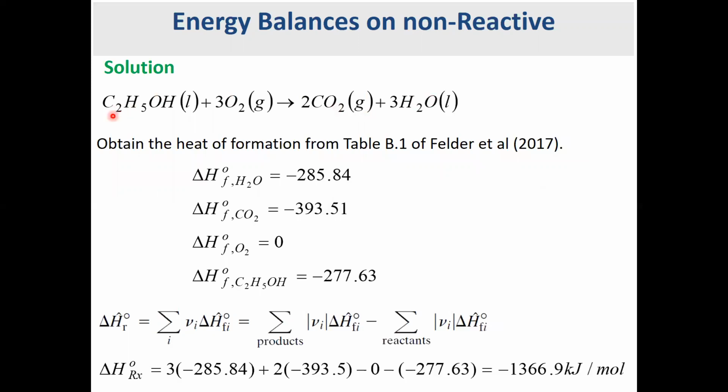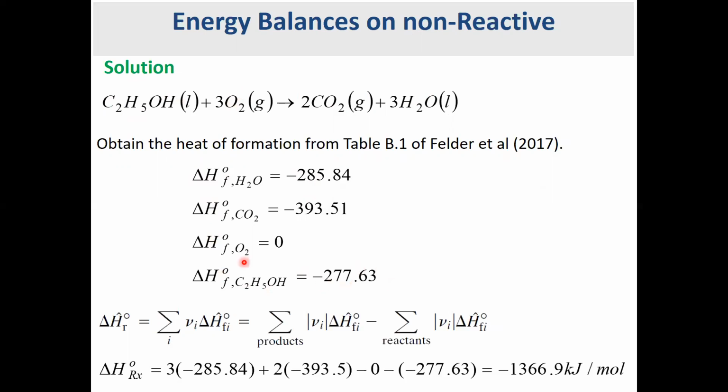So we have 1, 2, 3, 4 components. We have to provide the standard heat of formation of all 4 components, so we have to refer to table B1. For the first component, it is the value that we can find in table B1.